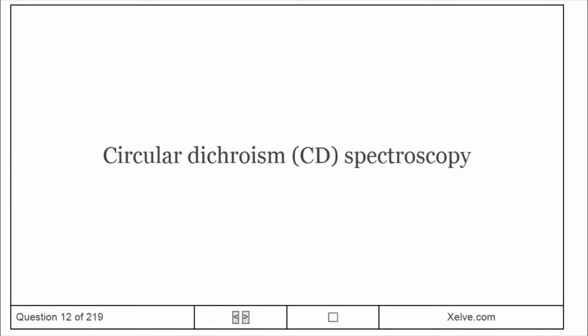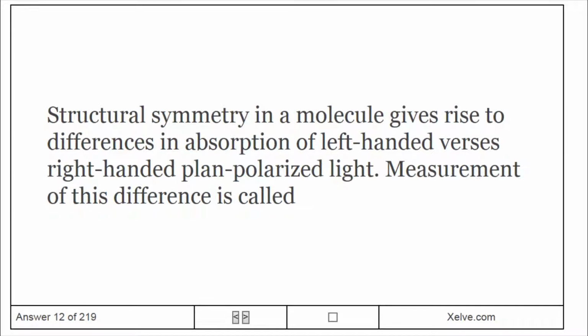Circular dichroism spectroscopy. Structural symmetry in a molecule gives rise to differences in absorption of left-handed versus right-handed plane polarized light. Measurement of this difference is called circular dichroism spectroscopy.